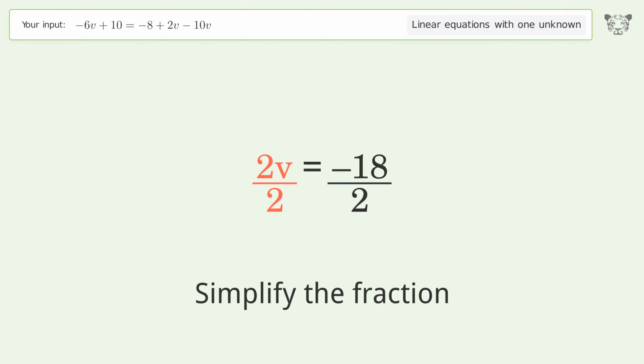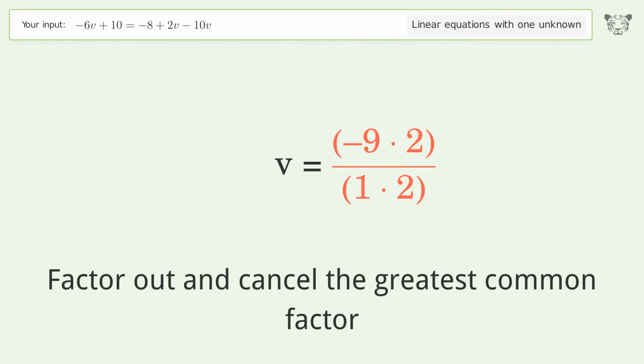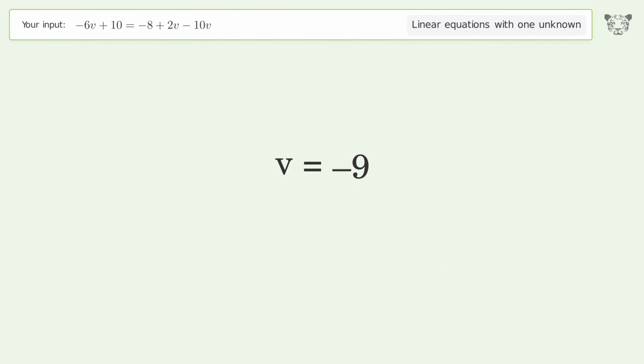Simplify the fraction. Find the greatest common factor of the numerator and denominator. Factor out and cancel the greatest common factor. And so the final result is v equals -9.